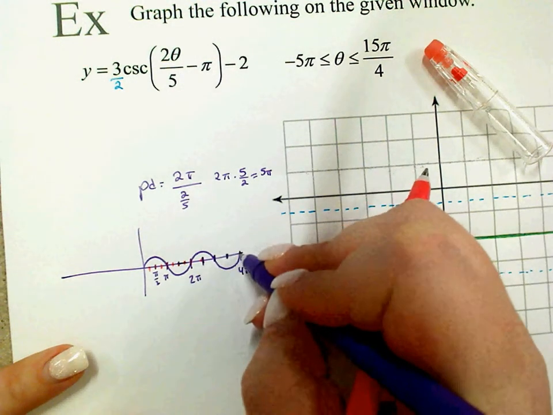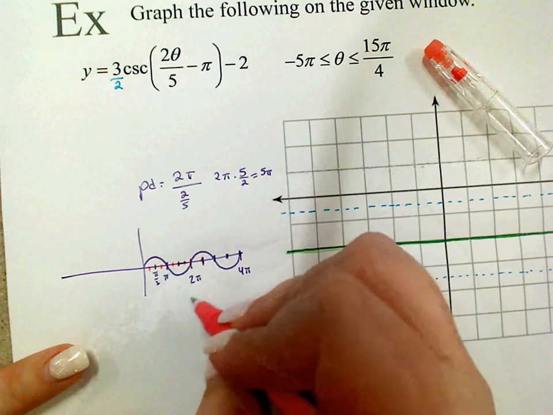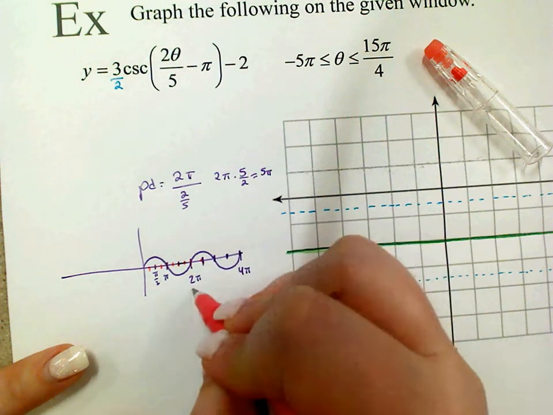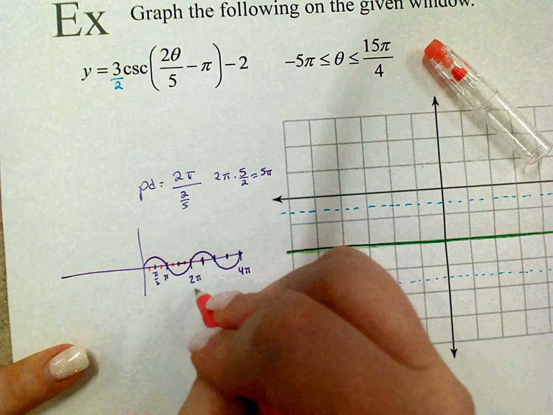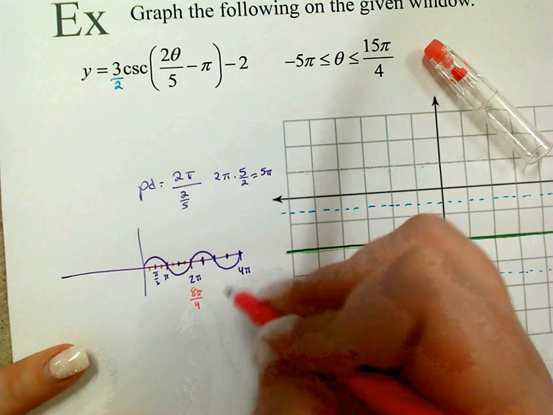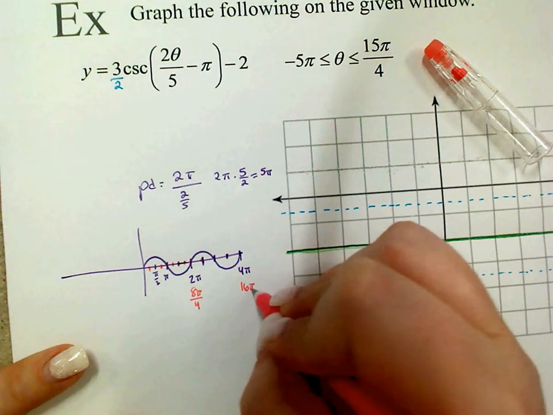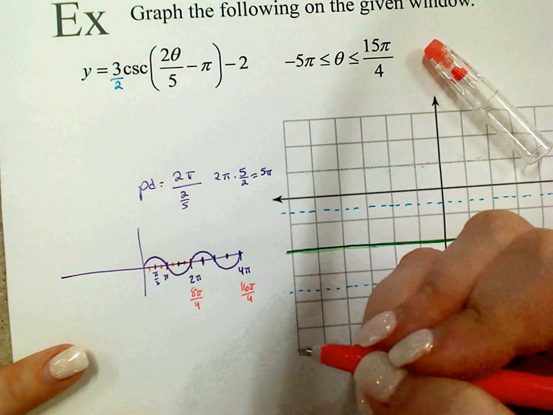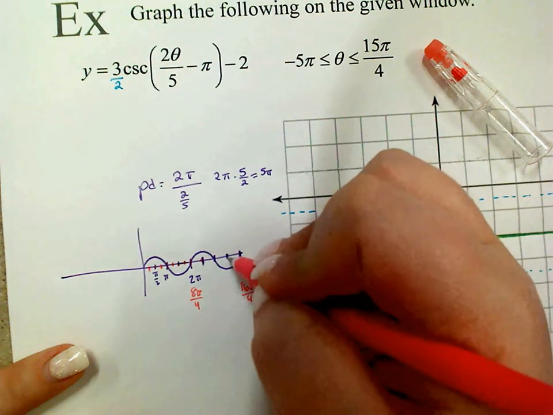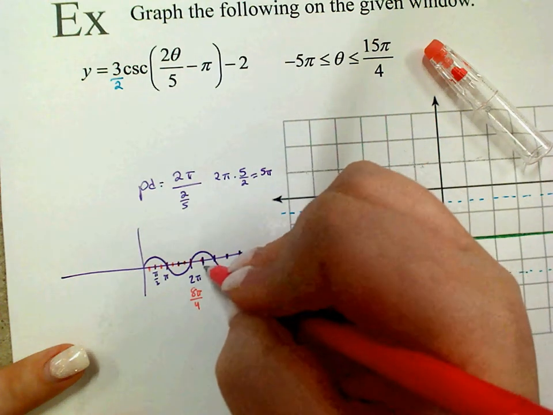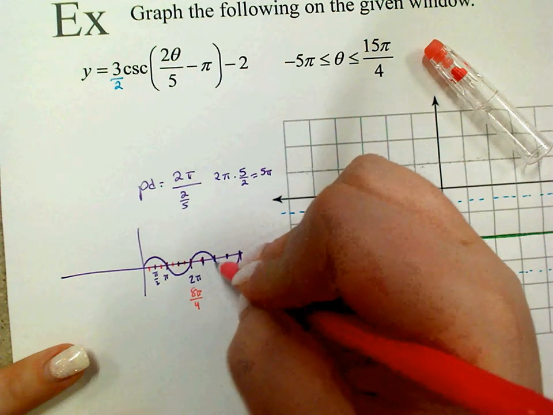Also, remember you can just convert to fourths. So, well, I should have just done that. 2 pi is 8 pi divided by 4. 4 pi is 16 pi divided by 4. So if this would be 8, this would be 10 pi, this would be 12, this would be 14. So 15 pi over 4 is right here.